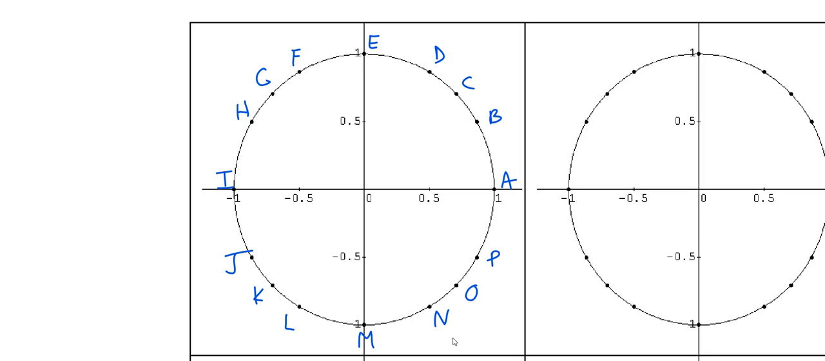You should have chosen letter M. Letter M. Okay. 1 pi over 2, 2 pi over 2, 3 pi over 2. Where would 4 pi over 2 be? Which letter?